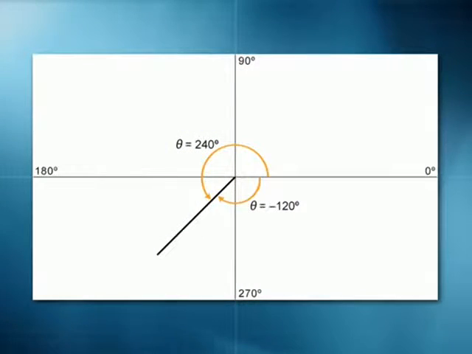Here's a picture. I've drawn minus 120 degrees, and then I've also drawn the coterminal angle 240 degrees, which is a positive angle. Excellent. Okay.